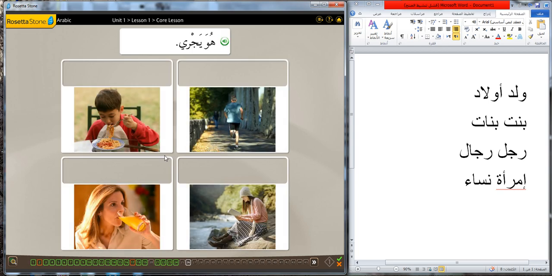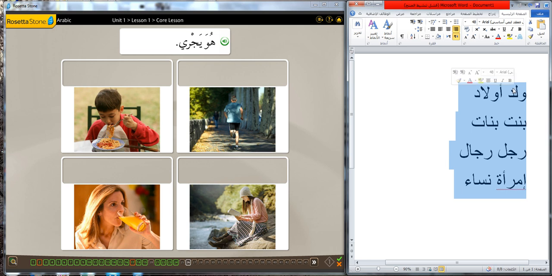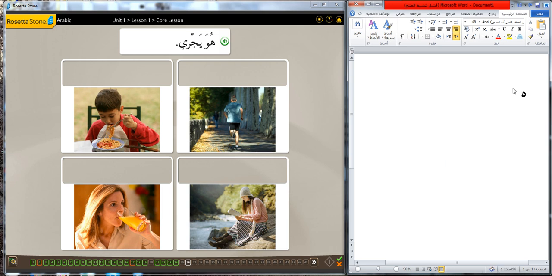هو يجري. هو. So now we will use the subject as هو, he. يجري. He runs or he is running.